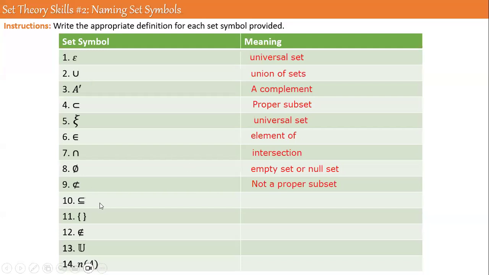Okay, good. And then what we have for number 10? Subset. A subset. So we have number 11. Empty set. Curly brackets? No, not curly brackets. Empty set or null set.